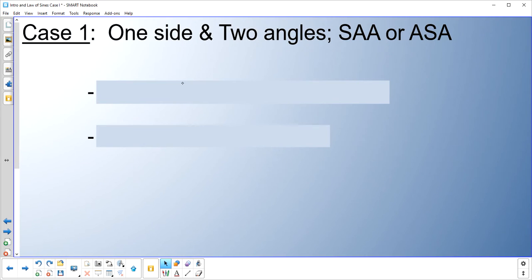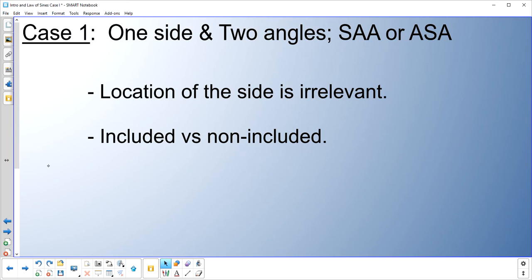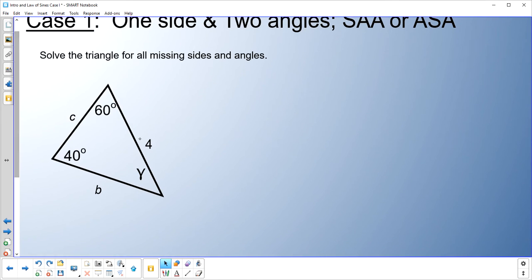Okay, so case 1, like we said, is what today is going to be about. The location of the side we said is irrelevant. It doesn't matter whether it's in between the angles or not in between the angles. It can be included or non-included is what we say there. So we have an example here.